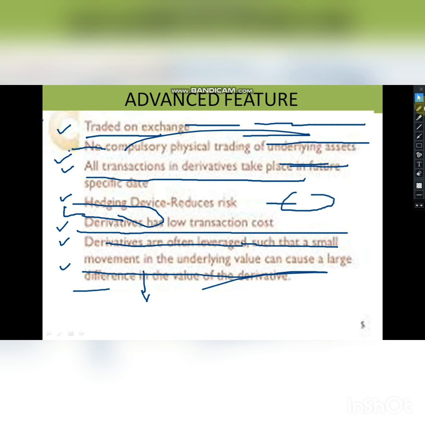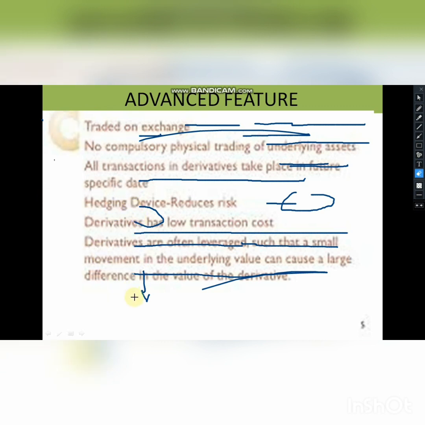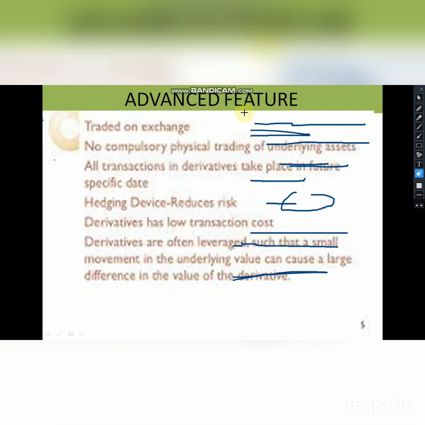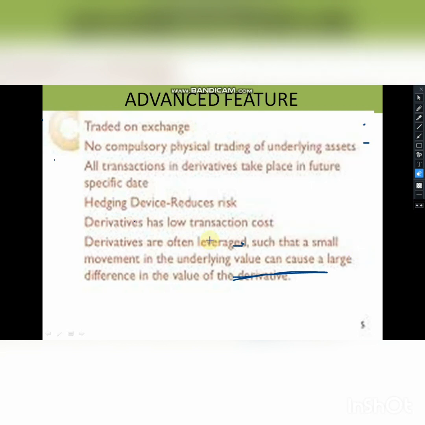Okay, so the slide is a little bit, you can say, not so clear, but don't panic, because I am going to remove all this and will explain one by one, so you have no need to worry. Okay, so come on to the next point.